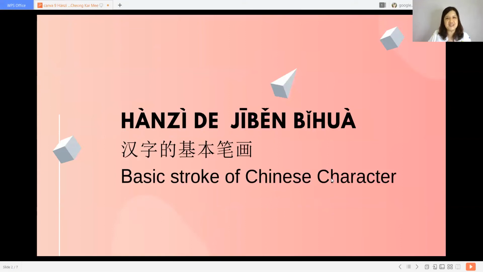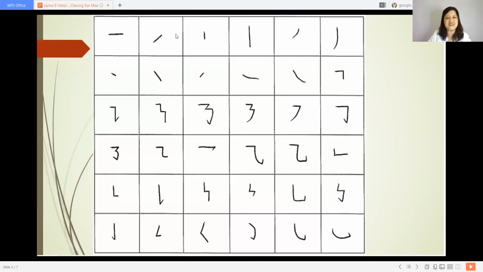汉字的基本笔画 means basic strokes of Chinese character. Please spend some time looking at this slide. These are all basic strokes. Altogether, we have 36 basic strokes in Chinese characters. We can assume all these basic strokes are like spare parts of a car. We may need several strokes to make up a Chinese word. Before you can write a Chinese word in a beautiful manner, you have to learn these strokes step by step.